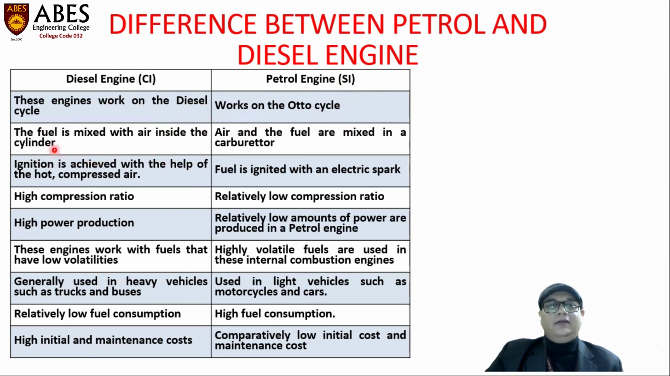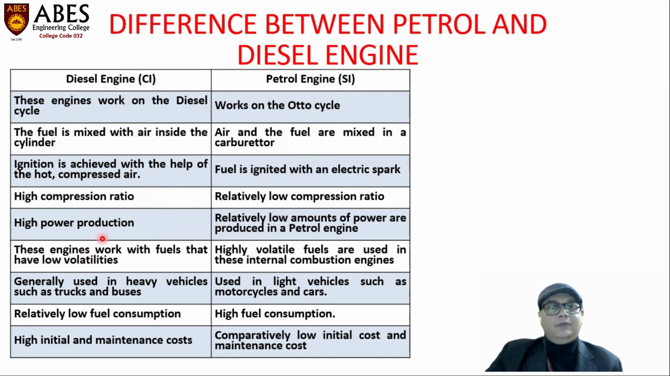In case of CI, the fuel is mixed with air inside the cylinder. In case of SI, air and the fuel are mixed in a carburetor. In CI, ignition is achieved with the help of the hot compressed air, while in case of SI, fuel is ignited with an electric spark. CI has a high compression ratio and SI has a relatively low compression ratio.